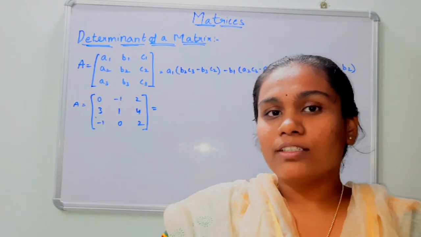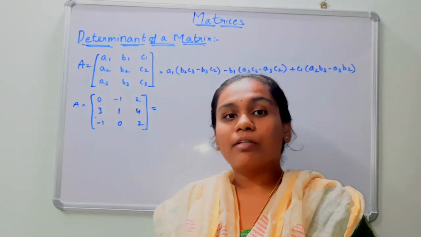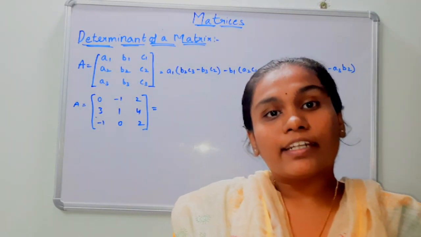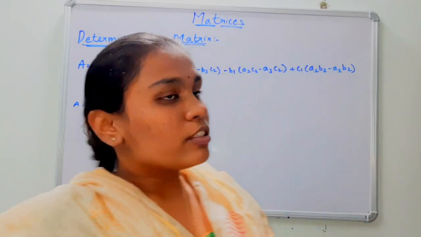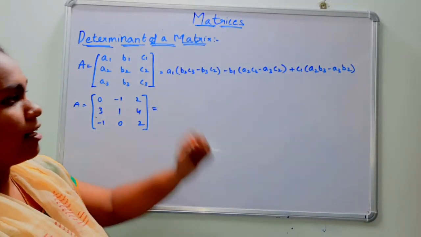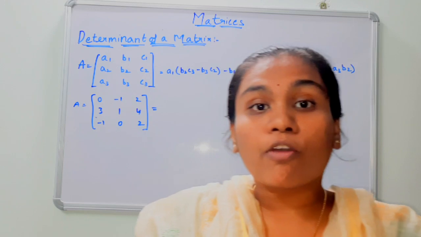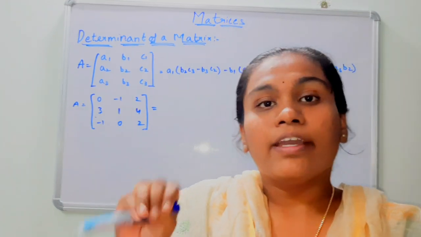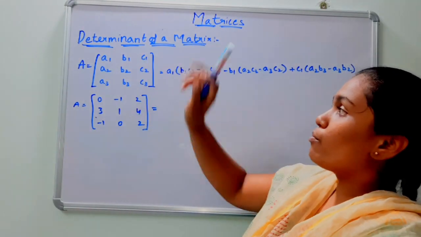Now let's get into the session. What is known as the determinant of a matrix? How do we find the determinant for a particular matrix? So what is meant by the determinant of a matrix? The sum of the products of the elements of the first row is known as the determinant of a matrix.